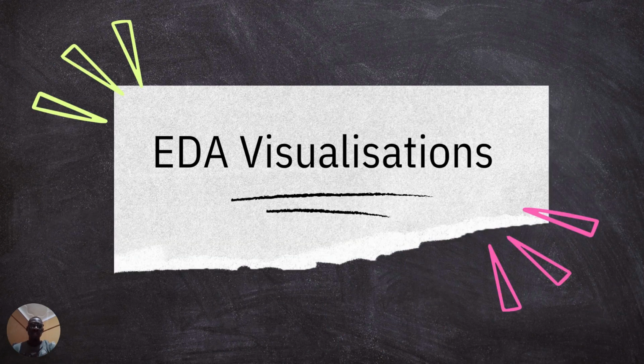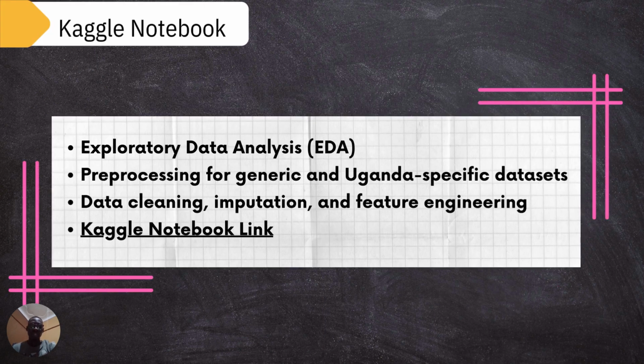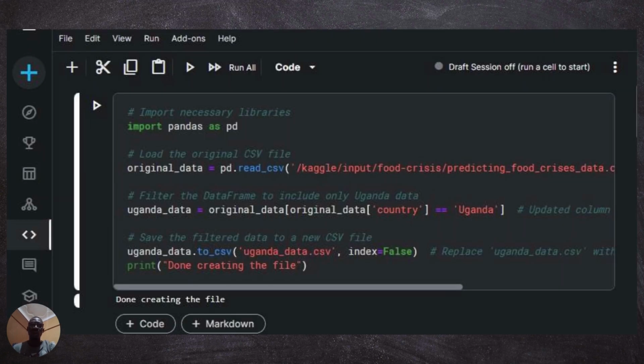I'll do the EDA visualization, and yes, we basically used the Kaggle notebook for our EDA. Then we also did processing for the generic datasets and the datasets we got that were specifically for Uganda. Then we did data cleaning, imputation, and feature engineering. So that is a link to our Kaggle notebook.